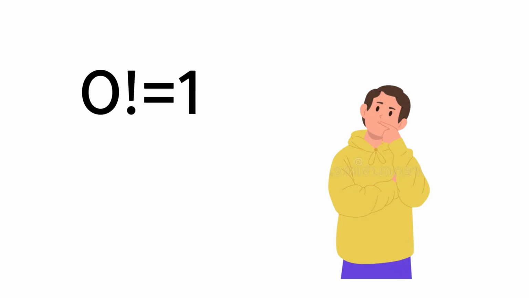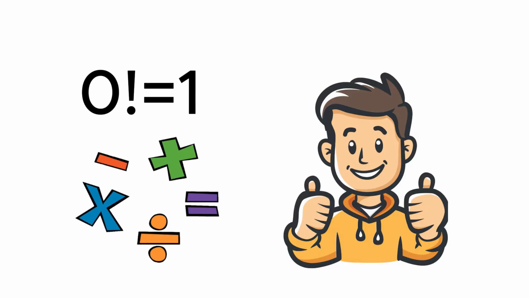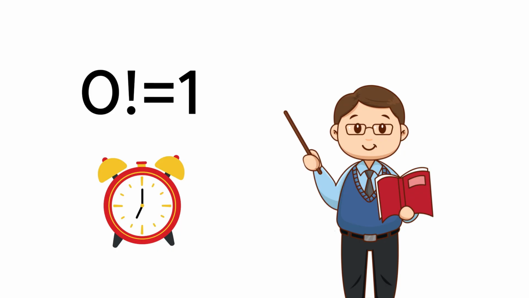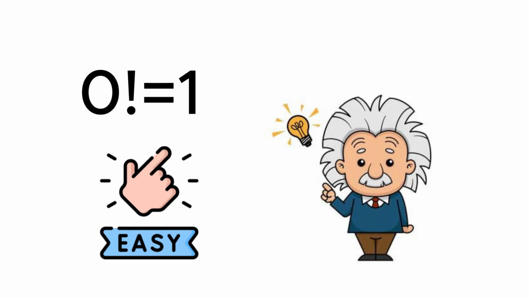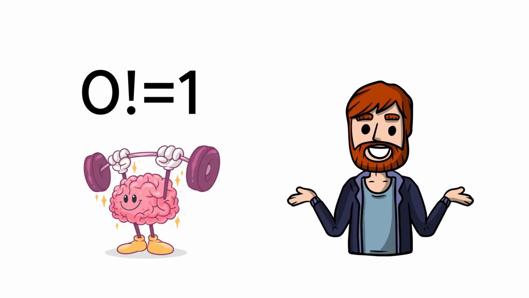0 factorial equals 1. It looks wrong, but it's mathematically correct. And in the next minute, I'll show you why this definition actually makes sense. First, in a simple, logical way, and then in a more intuitive one.